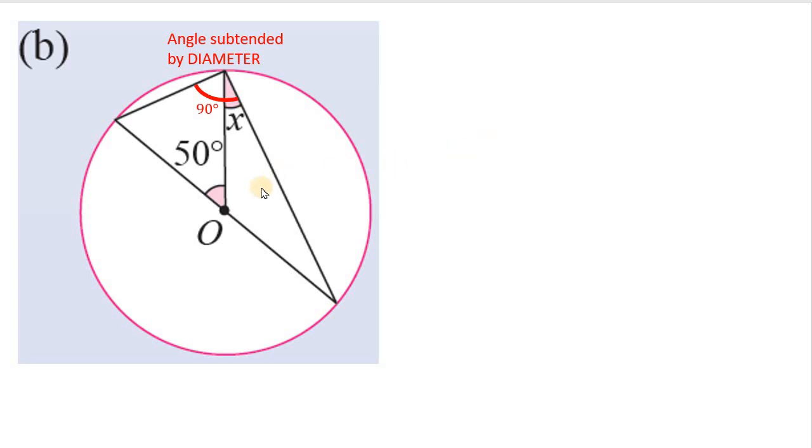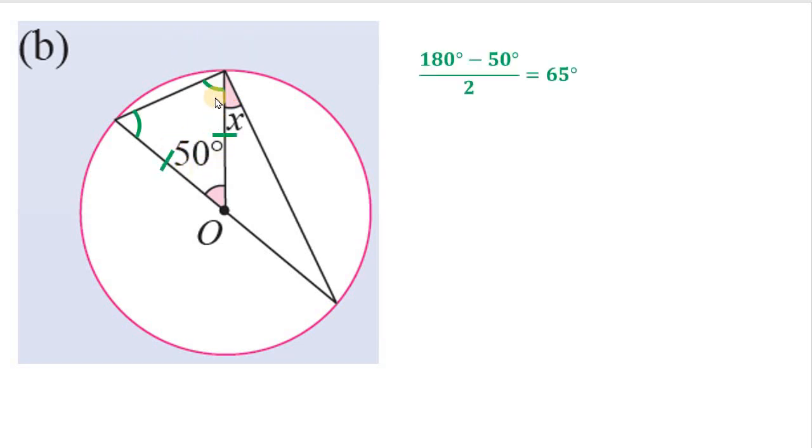From this diagram, we can clearly see this triangle with the angle 50 here. Actually it's an isosceles triangle because these two sides are radii, and radii are always the same length. That means these two angles will always be the same. Using the concept of isosceles triangle, we find the green angle here: 180 minus 50 over 2, we get 65 degrees, because these two angles are the same.